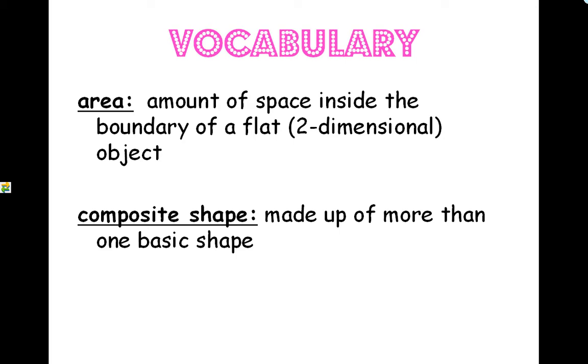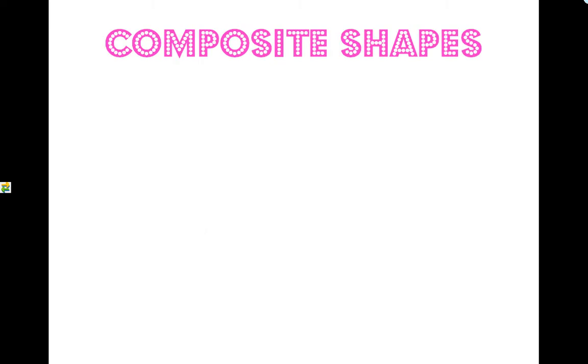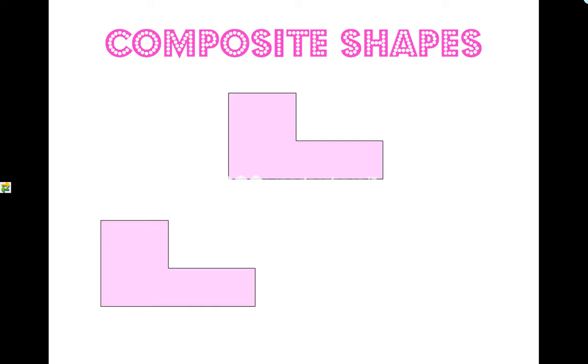A composite shape is made up of more than one basic shape. So it could be triangles, squares, circles, any basic shapes put together into one shape. Here's an example of a composite shape. And you'll see that whenever you do the examples, you can find the area by splitting it up into its basic shapes. So we can split it up like this into these two rectangles, or you can split it up like these two rectangles.